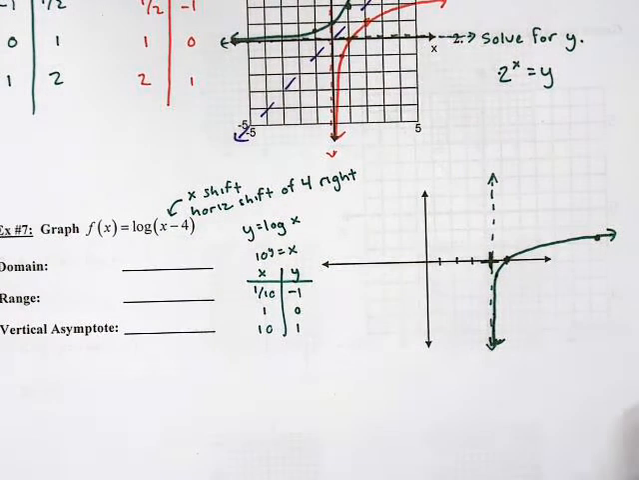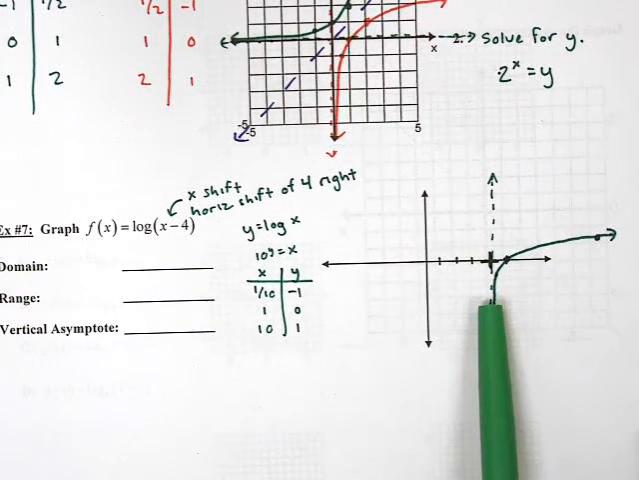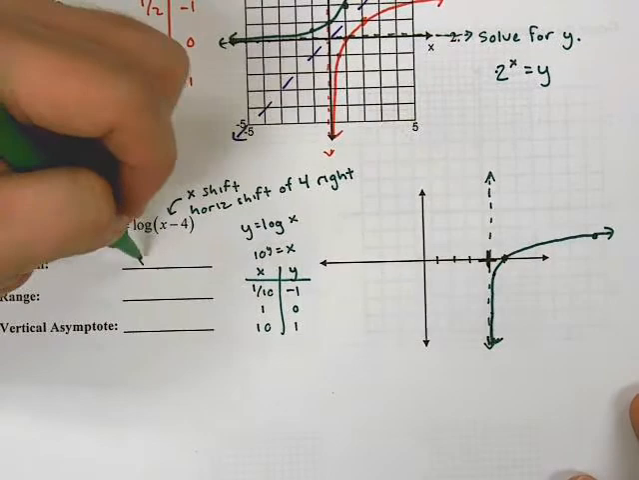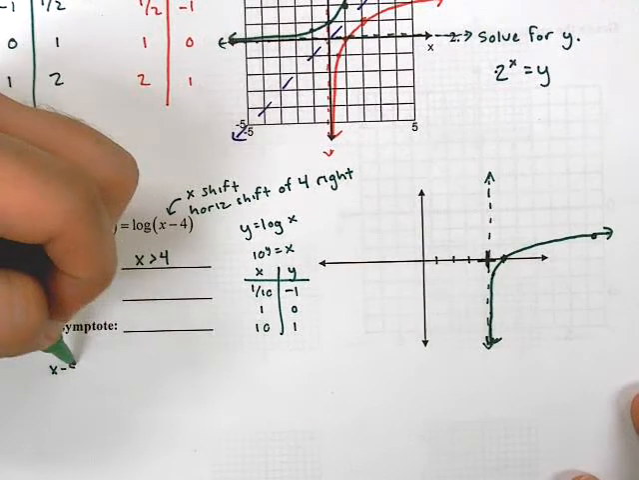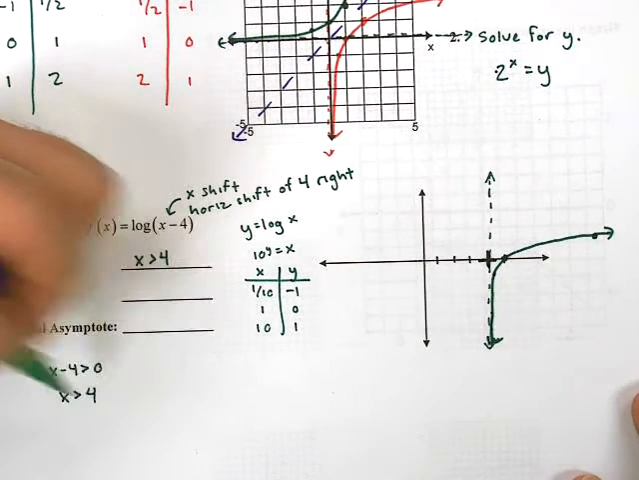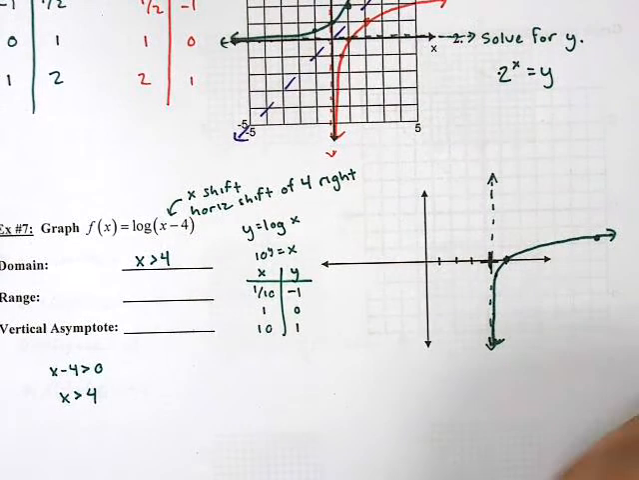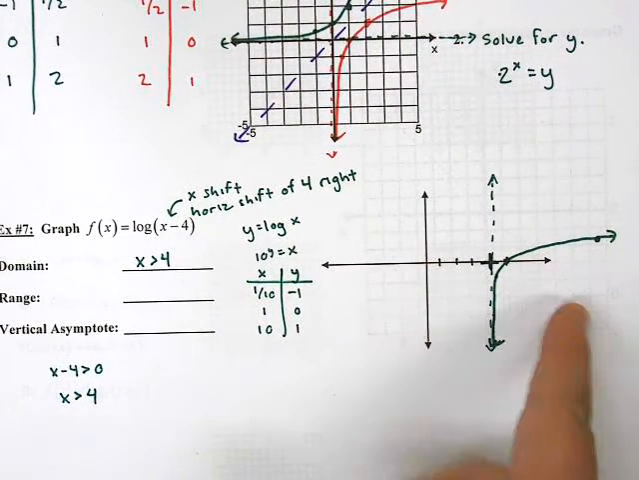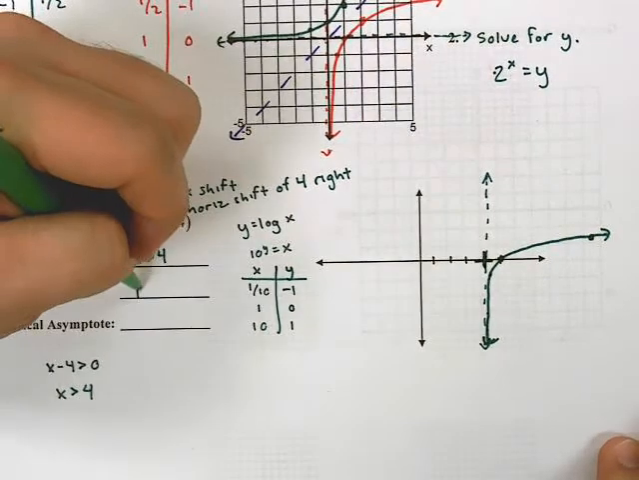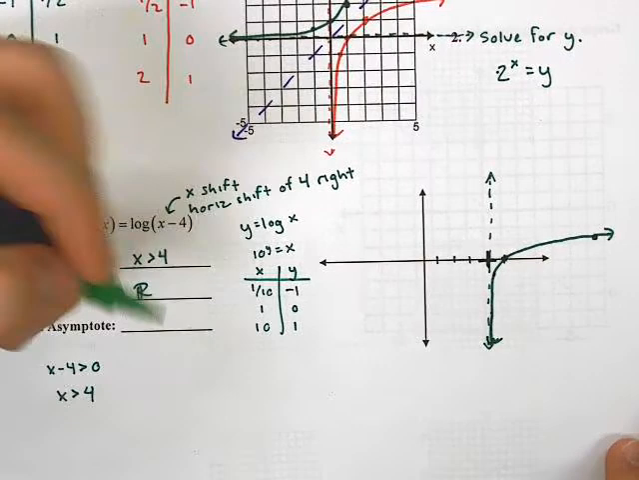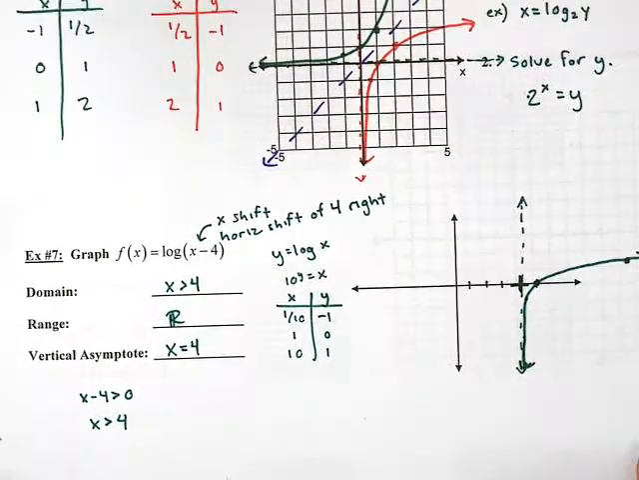Now my domain, you can do this two ways. You can look at it graphically and you can say, well, if my vertical asymptote is at x equals 4, well then x must be greater than 4. The other way to do it, guys, is algebraically, right? We knew that x minus 4, the argument, has to be greater than 0. Oh my gosh, we get the exact same thing as the graph. So that's cool. Range, I hope you agree. This is going down forever, and even though it looks like it's going more right, it is going up forever. So, all real numbers, and then of course vertical asymptote, x equals 4. Alright, this is definitely long enough. Let's pause here.